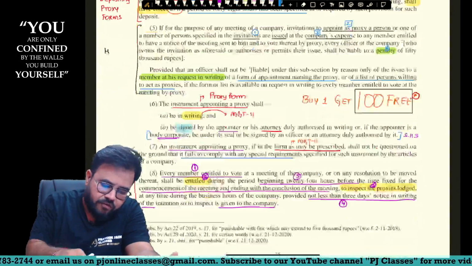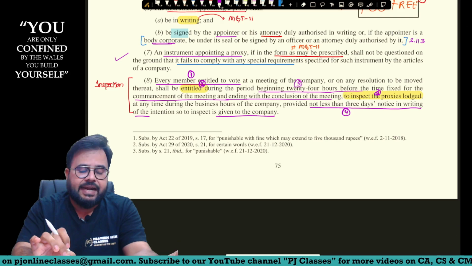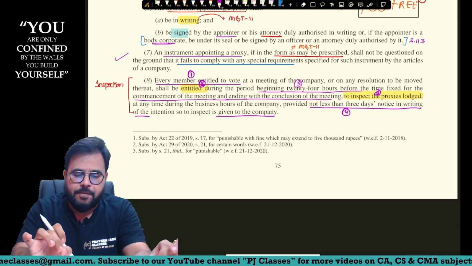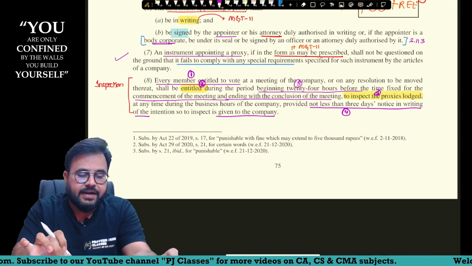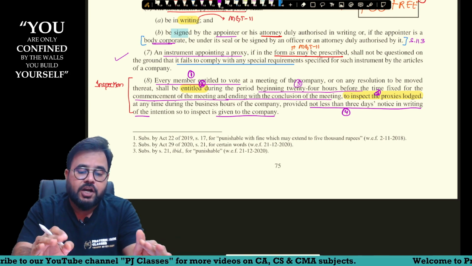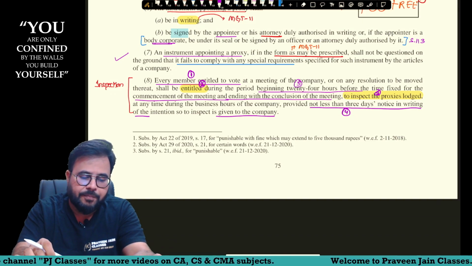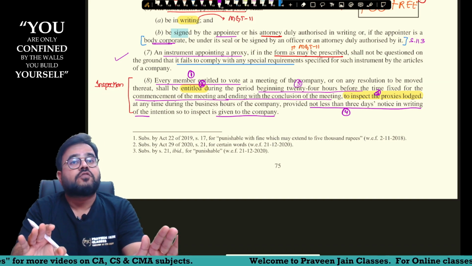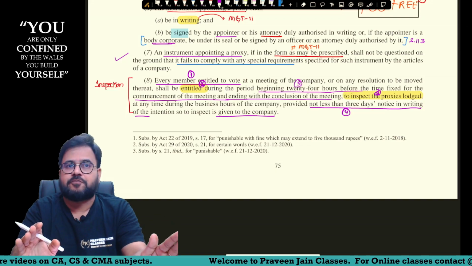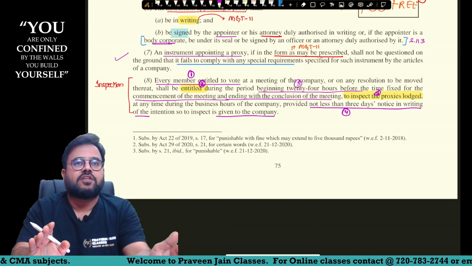Now let us see 105 subsection 8. Every member entitled to vote at a meeting of a company or at any resolution to be moved thereat shall be entitled, during the period beginning 24 hours before the time fixed for commencement of the meeting and ending with the conclusion of the meeting, to inspect. So this is nothing but the time limit for inspection, sir. When can he start the inspection? 24 hours before the commencement of the meeting.